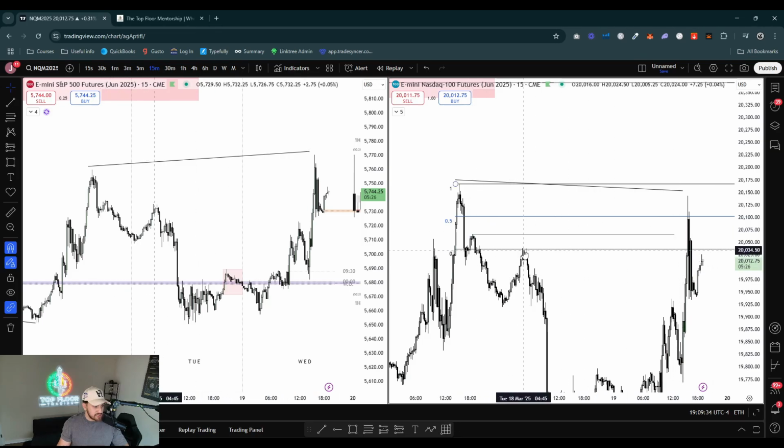This is the previous day high. This is the lower high that formed near the previous day high. So you could say that these are relative equal highs. They're not, they're kind of far off from each other.